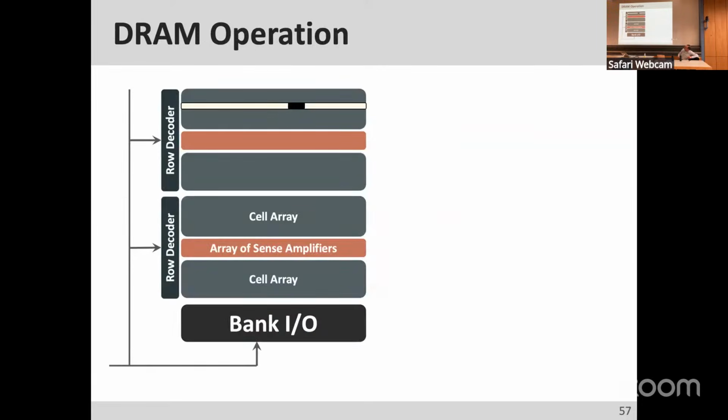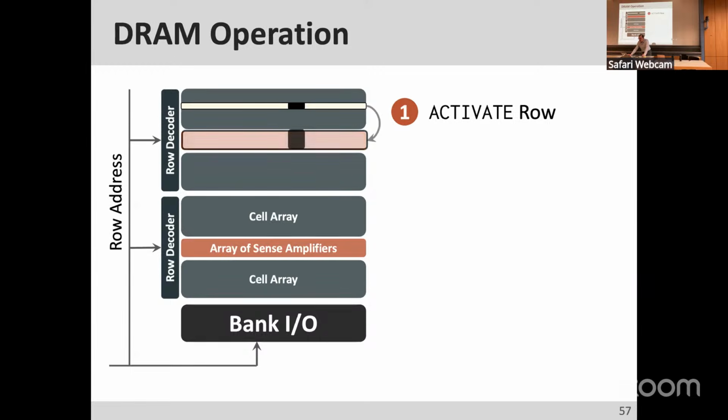I already gave you the operation, but let's assume that this is your bank. Let's assume that you want this black piece of data. First, you need to activate the row that has that data. So a memory controller sends the address of the row to the DRAM chip, saying activate this row in this bank. So the memory controller needs to know which bank and which row, of course, and that gets sent. And the DRAM chip decodes the row address and activates the row, which enables the word line.